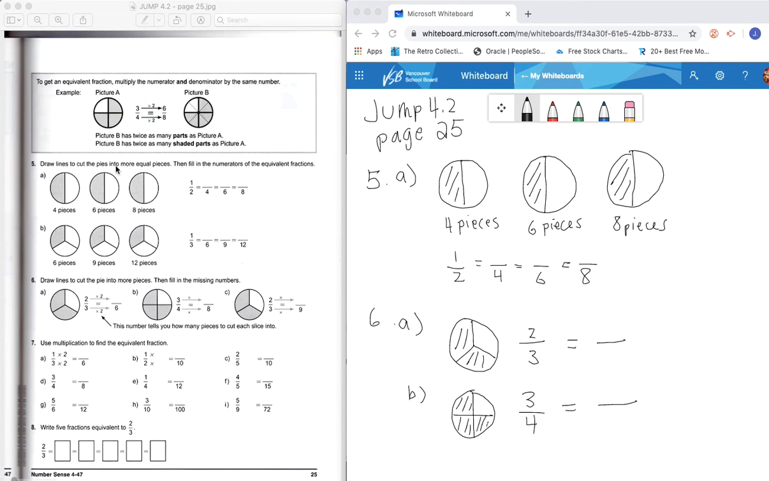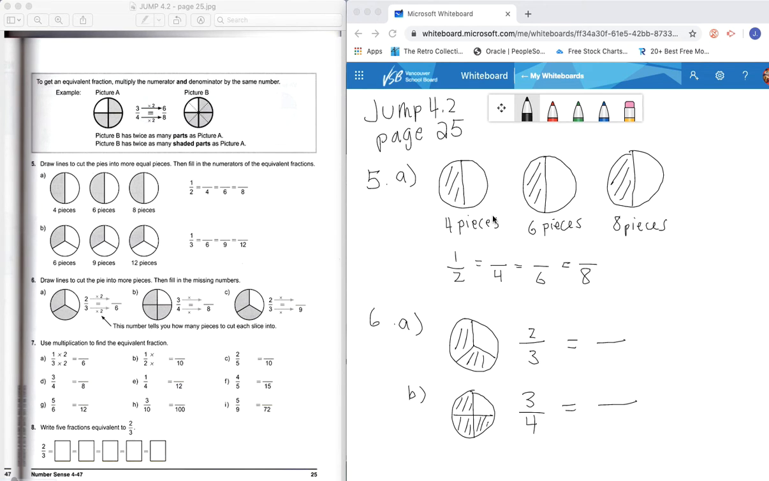All right, 5. Draw lines to cut the pies into more equal pieces, then fill in the numerators of the equivalent fractions. So you can see there are 4 pieces, 6 pieces, 8 pieces here, like what you see on your page. And you see that there's a half, so every single pie, all 3 circles, have been divided into half and one of the 2 has been shaded. So that's why there's a half here.